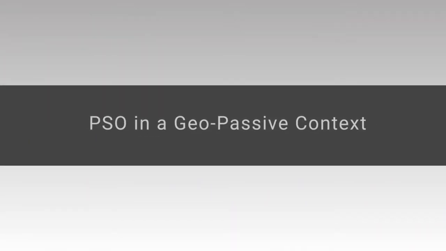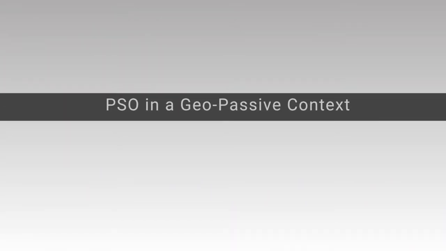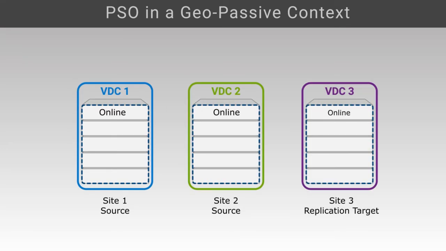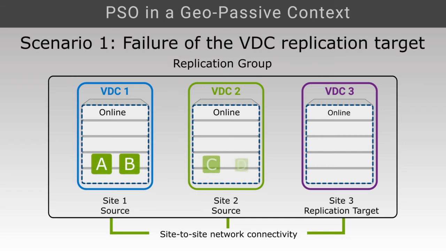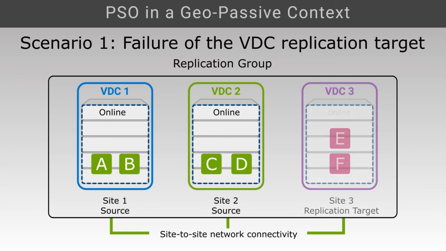When a PSO occurs in a geo-passive architecture, two possible scenarios can take place. The scenario depends on if the PSO affects a source VDC or the replication target VDC. Let's first discuss a target VDC failure PSO scenario.